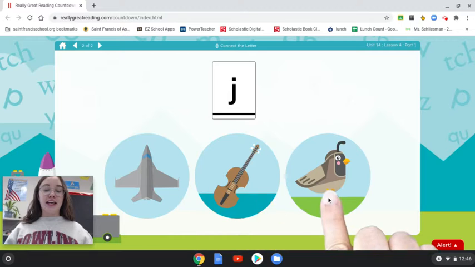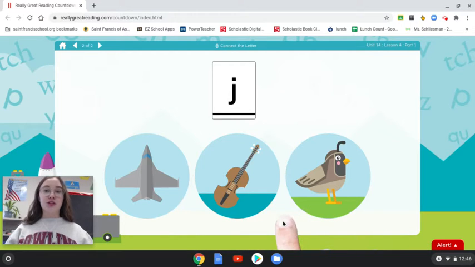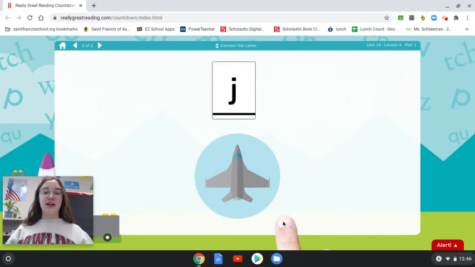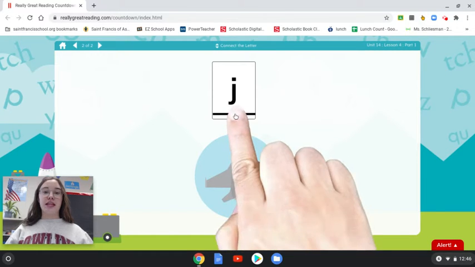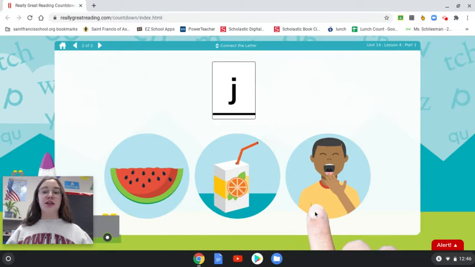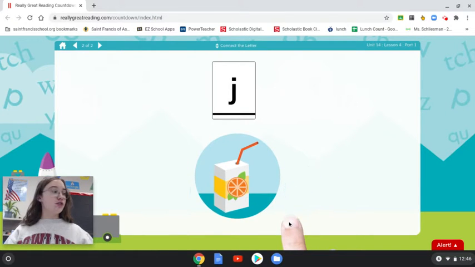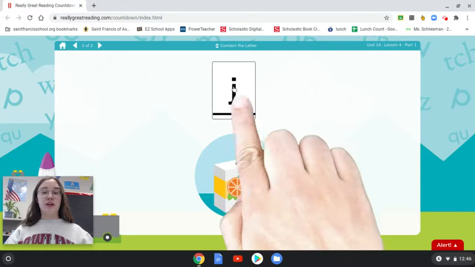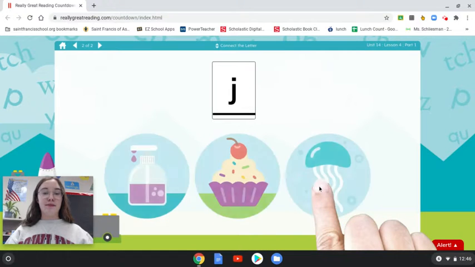Jet, violin, quail. Which one begins with J? Jet. Jet begins with J, so it starts with the letter J. Watermelon, juice, yawn. Which one begins with J? Juice. Juice begins with J, so it starts with the letter J.